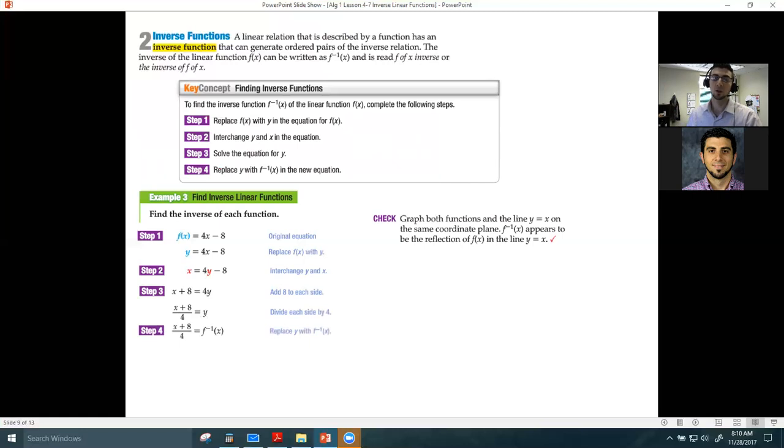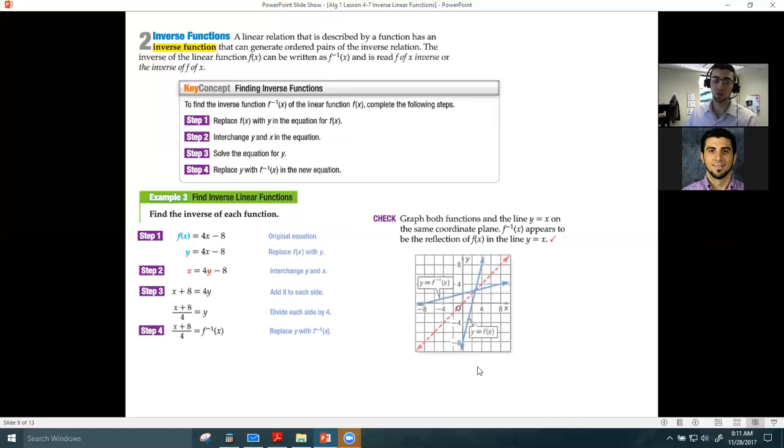Okay? So if I want to check this to see if it actually makes sense, I can graph both functions and the line y equals x and see that the inverse is really the reflection of the original function over the line y equals x, like this. So this blue line is f of x. Notice it has a y-intercept of -8. And if I go up 4 over 1, up 4 over 1, up 4 over 1 on the slope, I get this line.